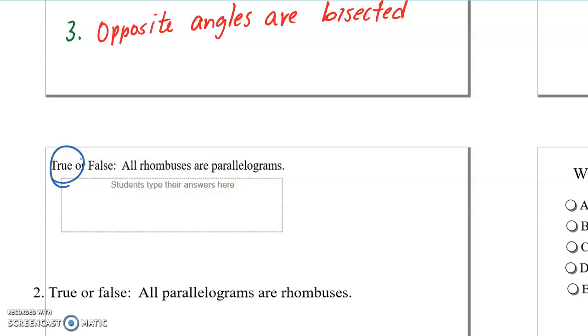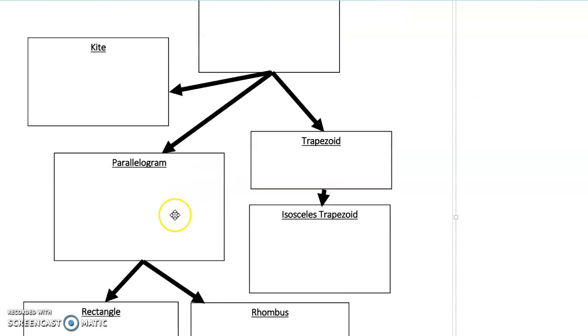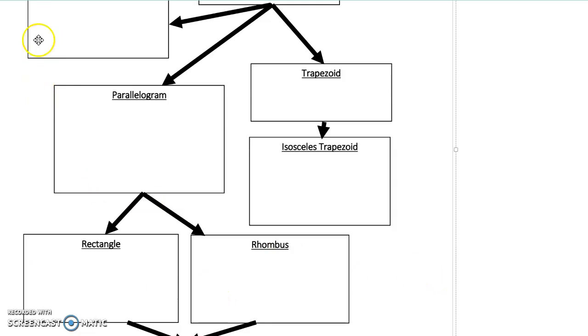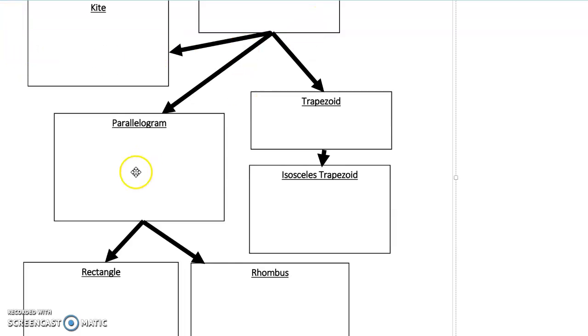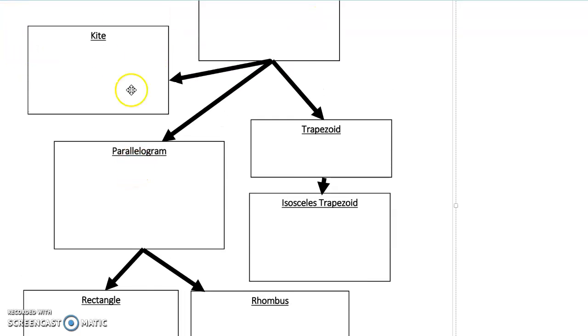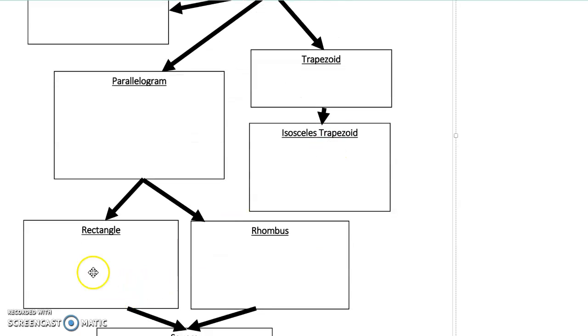Absolutely true, because it's under it. If you go back to the flow chart, one thing you want to realize, anything below, anything above it is in the same family. Remember, trapezoids and kites are separate from parallelograms. So is a parallelogram a kite? Never. Is a parallelogram a trapezoid? Never. But is an isosceles trapezoid a trapezoid? It's always. Is a rectangle a parallelogram? Always. Is a rhombus a parallelogram? Always. Does a parallelogram have to be a rectangle?